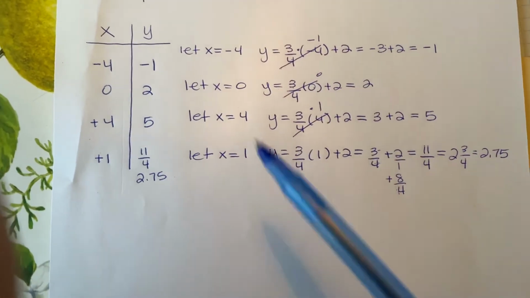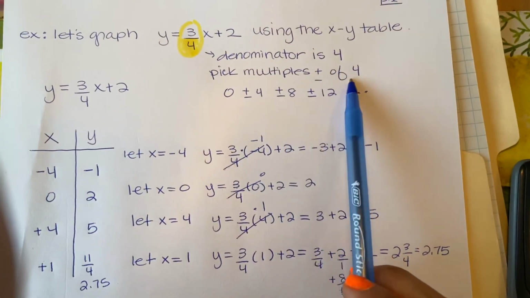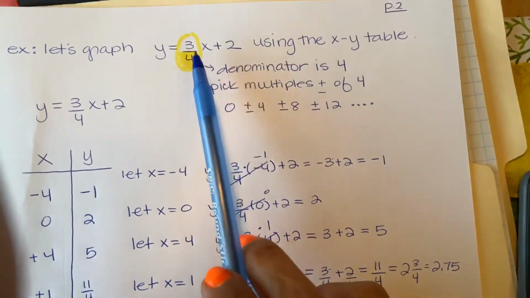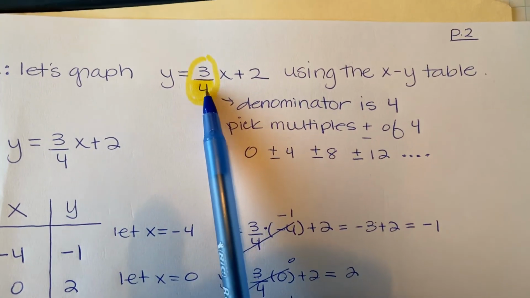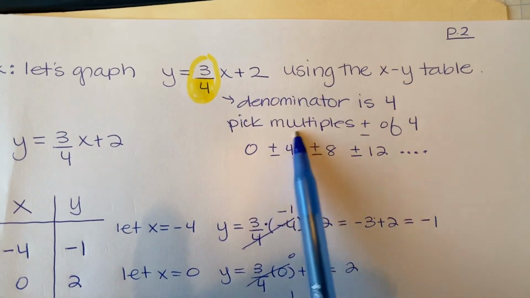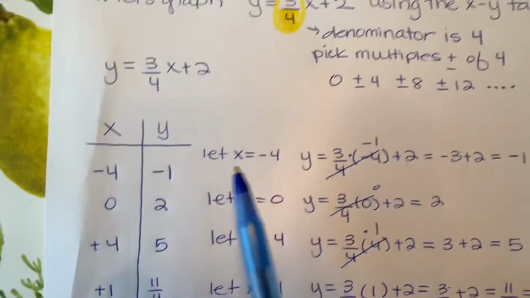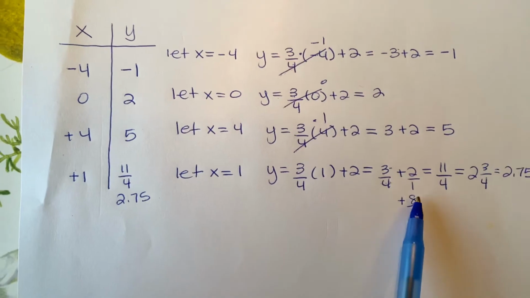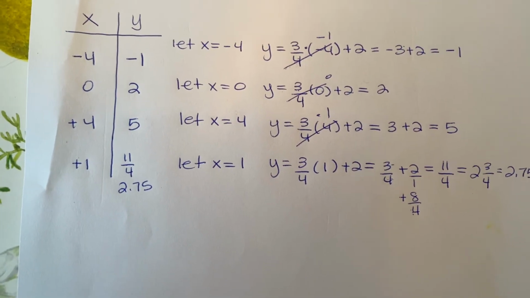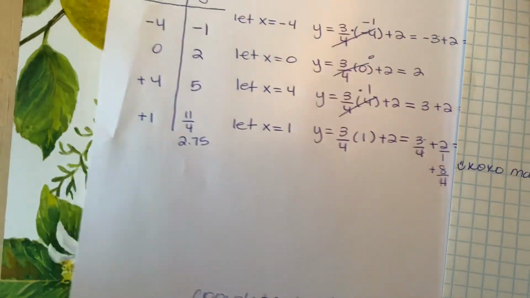So you are not obligated to pick multiples of your denominator. If you're ever getting a fractional slope, look at the denominator and ask yourself, what's the number? I see a 4. Pick multiples of that denominator, and that way you're guaranteed integer y values for you to plot, okay? All right, so now let's go to the graph and plot these.